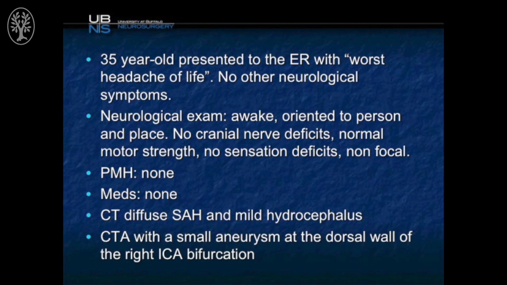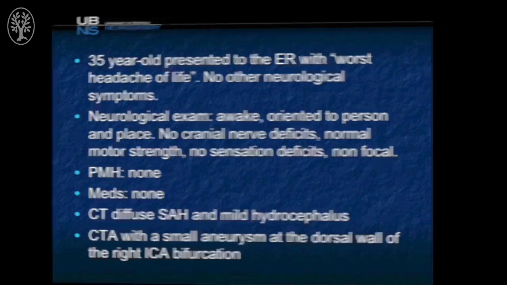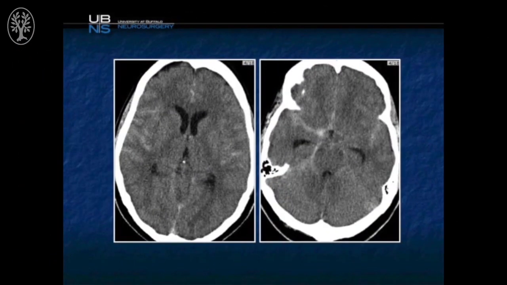While she was awake and oriented to person, she had no cranial nerve deficits and no focal deficits. The CT scan showed diffuse subarachnoid hemorrhage, and the CT angiogram showed a small aneurysm at the dorsal wall of the right ICA bifurcation. Here is a CT scan showing some mild hydrocephalus and subarachnoid hemorrhage.